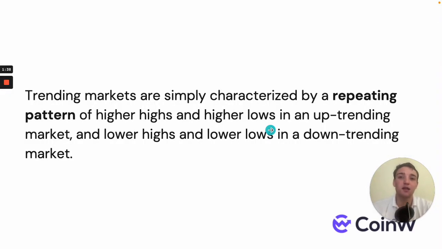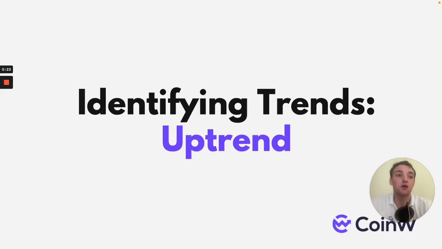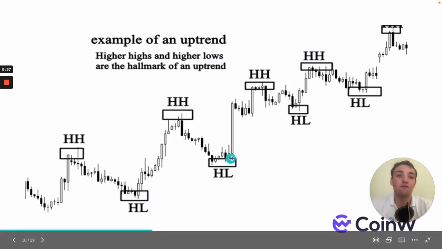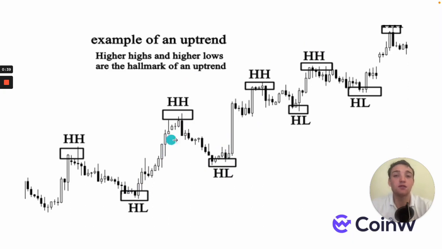Identifying trending markets is simple, as it is a repeating pattern of higher highs and higher lows in an uptrend, and lower lows and lower highs in a downtrend. I'm going to go through an example of an uptrend and a downtrend and show you why they differ. In this example we have one high and then 4 consecutive higher highs after that, whereas at the bottom we have a low and 3 consecutive higher lows. So this is a clear uptrend, as we are forming an ascending higher high and higher low pattern.